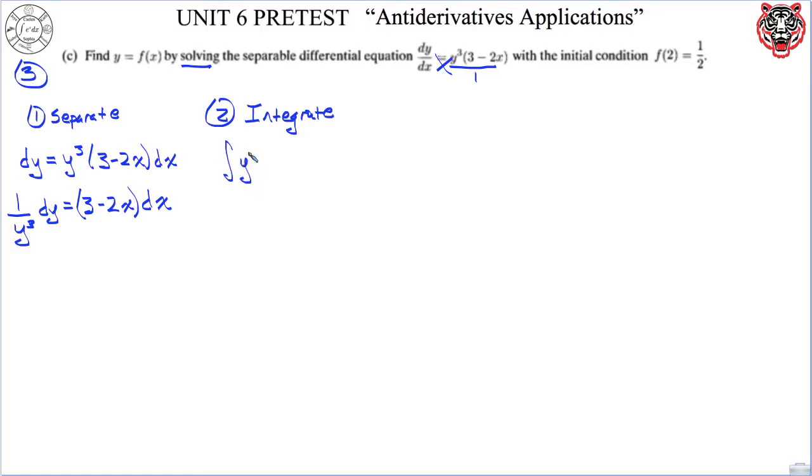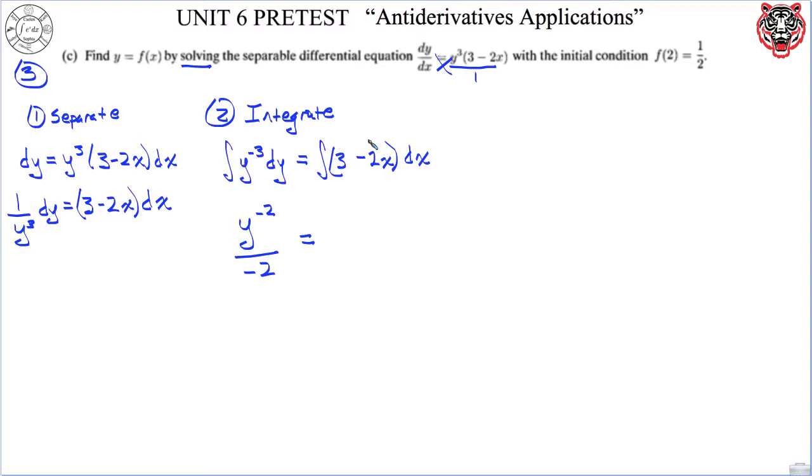From here, we are going to write the integral, and I don't like fractions, so this is going to be the integral of y to the negative 3 dy is equal to, and this is just normal, I don't have to change anything, 3 minus 2x, and I'm going to put parentheses and put dx here to be formal. Now I integrate, so this is going to go up a power, so plus 1, and that's going to be a negative 2, y to the negative 2. Don't forget to divide down, divide by negative 2.